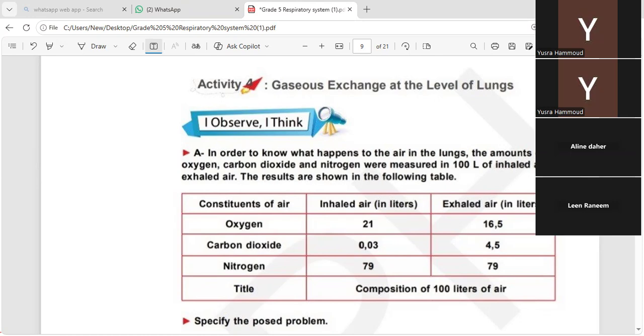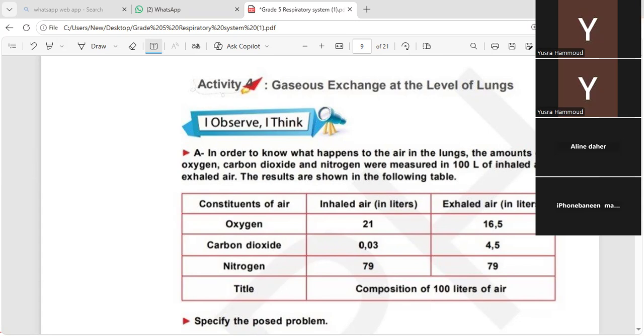When the air passes from the nose during inhalation, who can remind us what are the parts or the organs that the air passes through in order to reach the lungs? I'm waiting. Have you understood my question? When we said during inhalation, the diaphragm contracts, rib cage volume increases, lungs inflate, air enters the lungs. The air enters from the nose. What is the passage of the air?